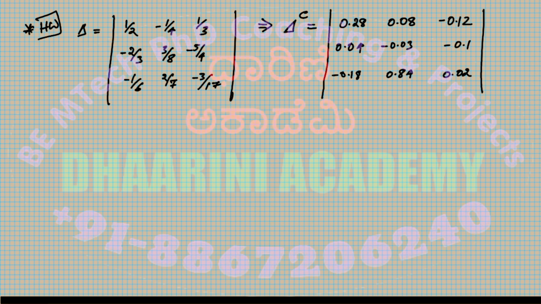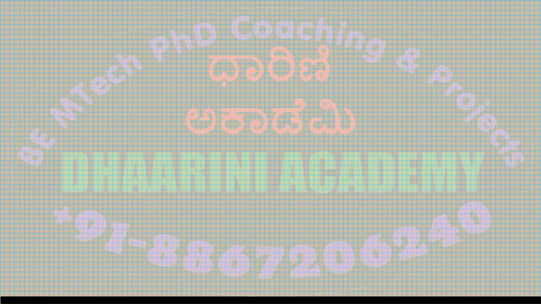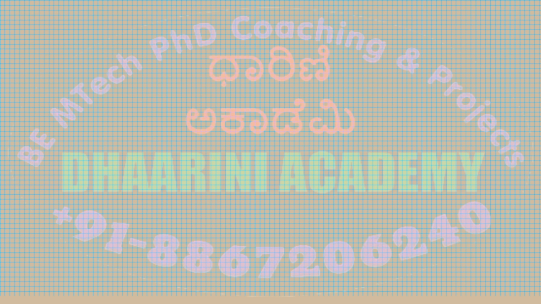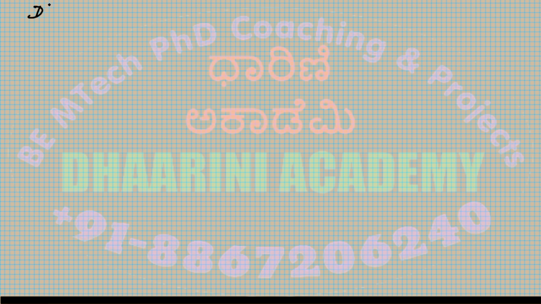Now, in order to find the cofactor determinant, we have another method. This is something like a shortcut, right? And this method is called the direct method. Direct method to calculate the delta C value.